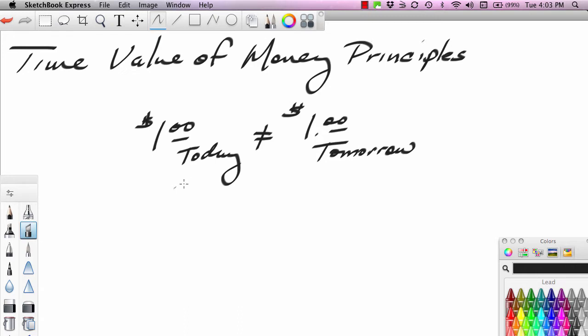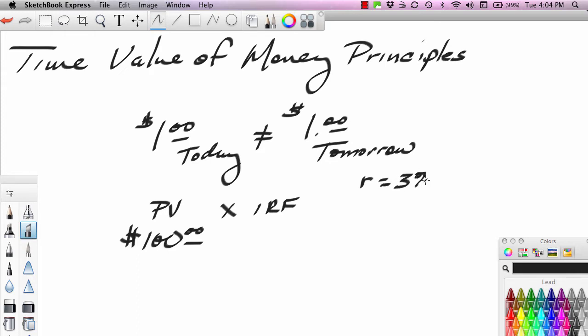Now, if you want to look at how to equate a dollar in the present with a dollar in the future, you have to incorporate something called an interest rate. So let's do an example here. Let's say, for instance, that you have $100 today. If you have it today, this is called a present value, PV. If you multiply that present value by something called the interest rate factor, and let's just say, for the sake of argument, that the interest rate today is 3%. We'll talk more about interest rates in just a minute. But let's say the interest rate is 3%.